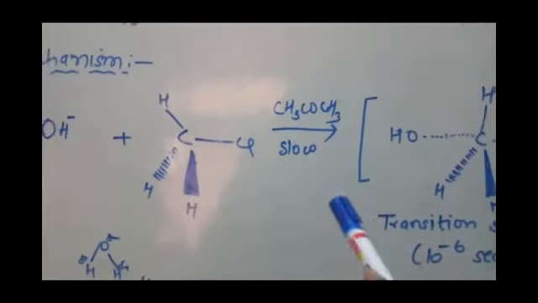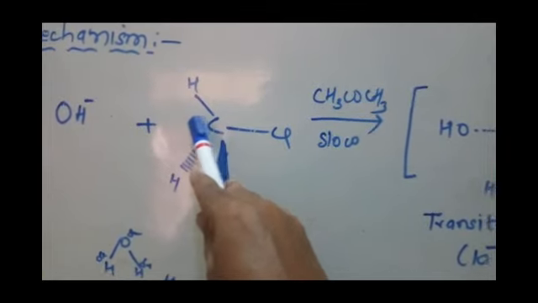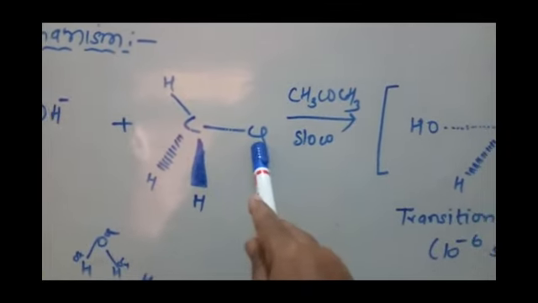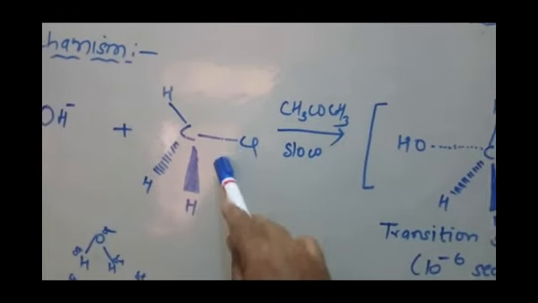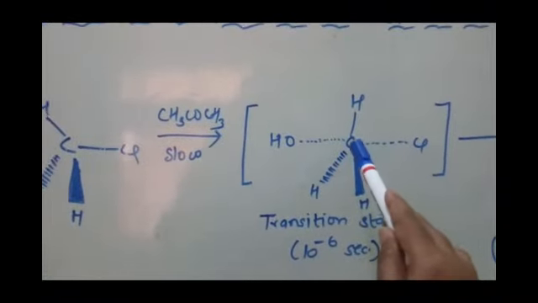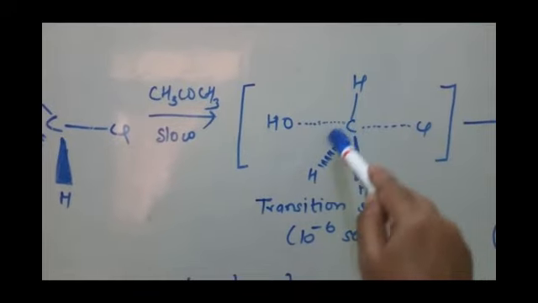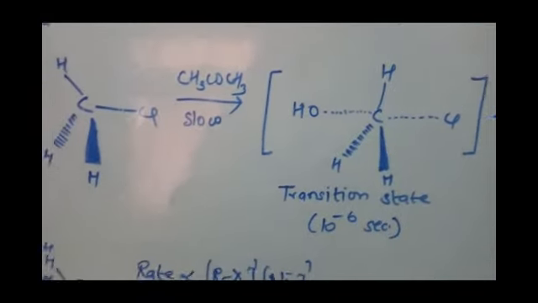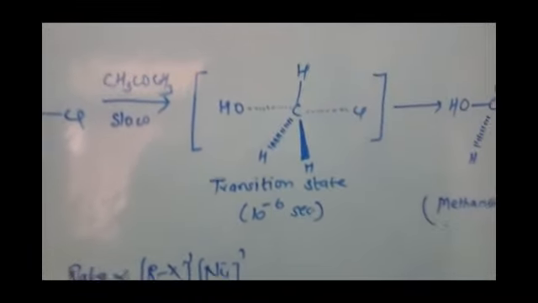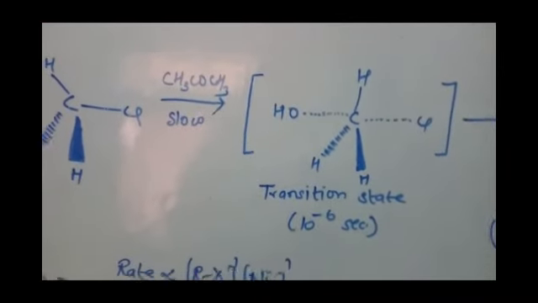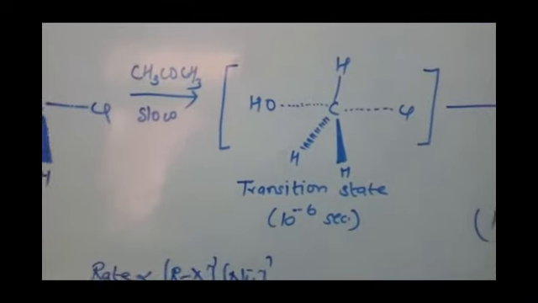First of all, this OH- will attack from the back side. Since it attacks from the back side, and the halogen is already attached here, slowly the polar solvent is breaking the bond, but it has not been broken completely. So this bond is getting weakened and this bond is getting formed. Here carbon will have 5 valency, you see, right? Due to this, it's an unstable state, or a transition state. The transition state remains for a very small period of time, say 10 raised to the power minus 6 seconds. Hence it cannot be isolated.